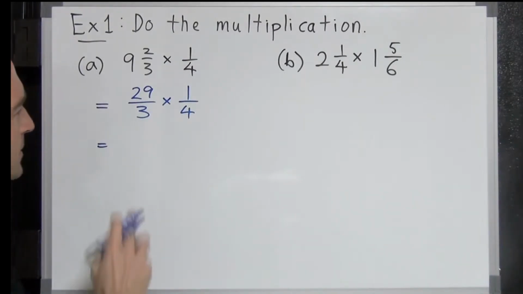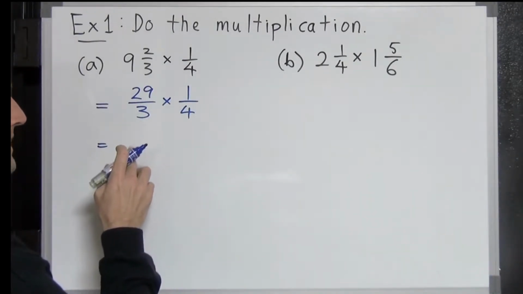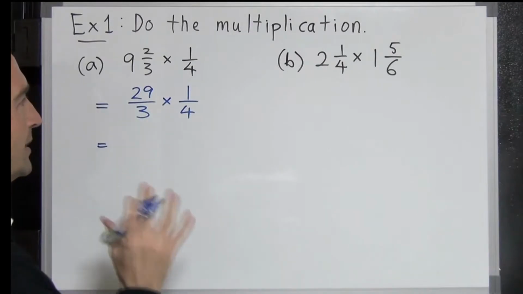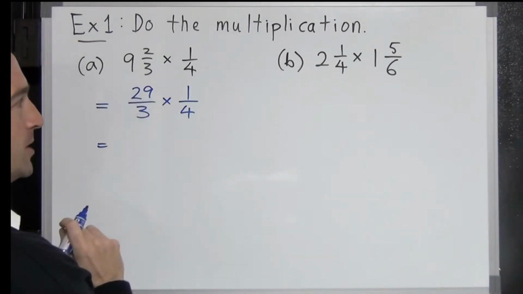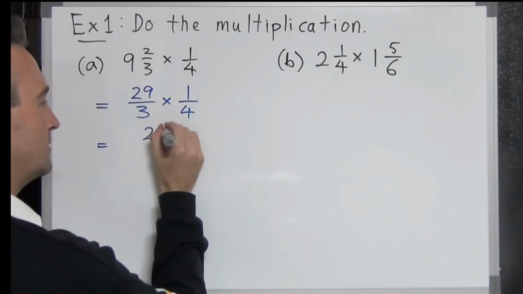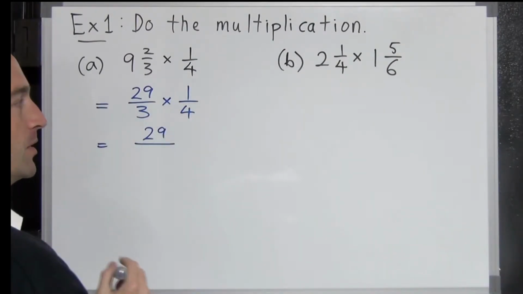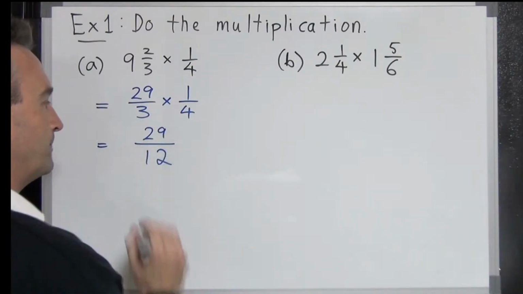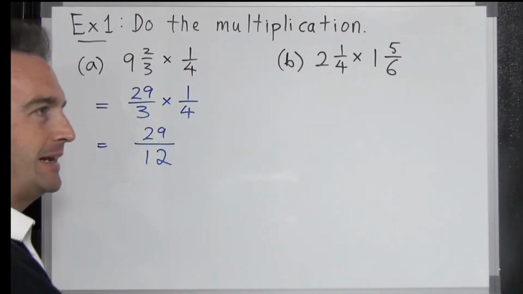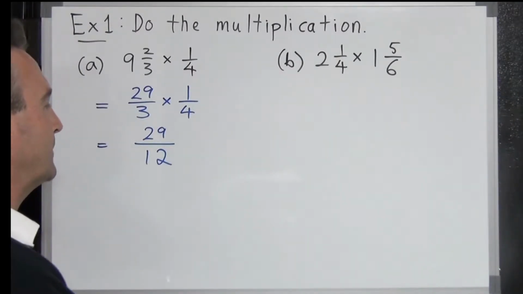Now, can anything simplify? 29, 4, 3, 1? No. Let's just go straight into the multiplication. Top times top, 29 times 1, 29. Bottom times bottom, 3 4s are 12. There's our answer as an improper fraction. We've got to convert that into a proper fraction now.